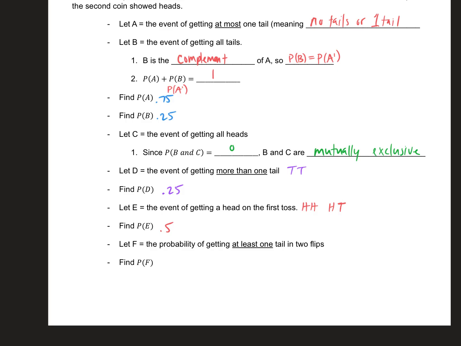F is the probability of getting at least 1 tail. So what are my options? Head, tail, tail, head, and tail, tail. So the probability of F is 0.75 or 3/4.